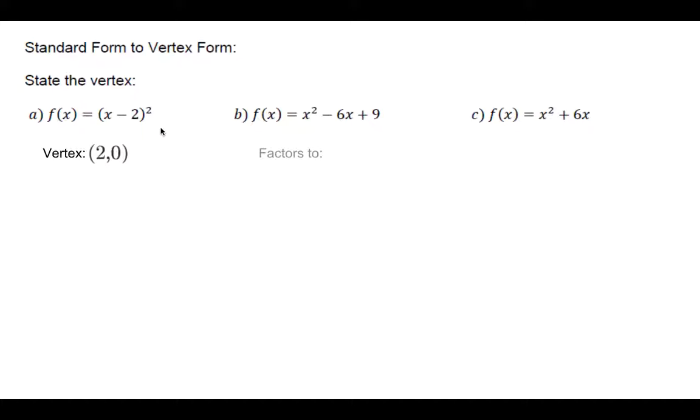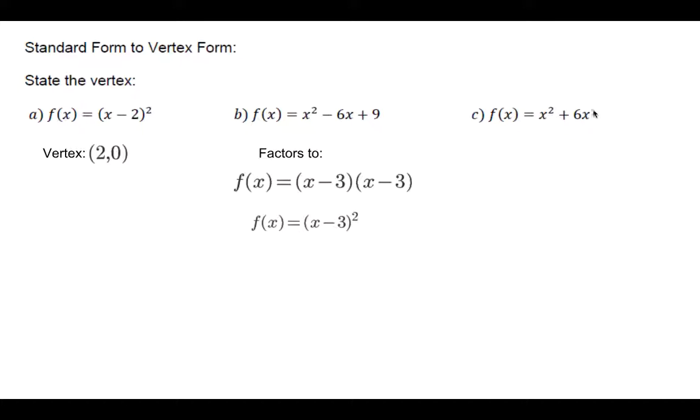The second one actually factors to x minus 3, x minus 3. And so you get x minus 3 squared. And so not looking at a different technique, still factoring, we see we've actually got vertex form. The third one, if you were just to state the vertex, you probably would just factor out the x, and you got x plus 6 inside, and you can find the zeros that way because that's factored.